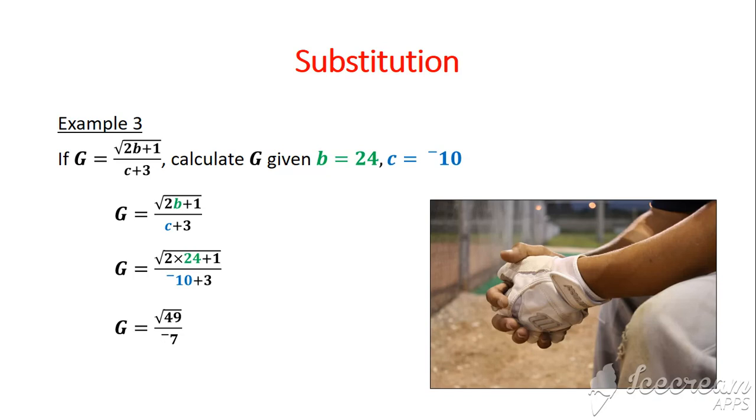So we know the square root of 49 is 7. So we're going to get 7 divided by negative 7. And a positive number divided by a negative number makes a negative number. And 7 divided by 7 is 1. So we get G is equal to negative 1.